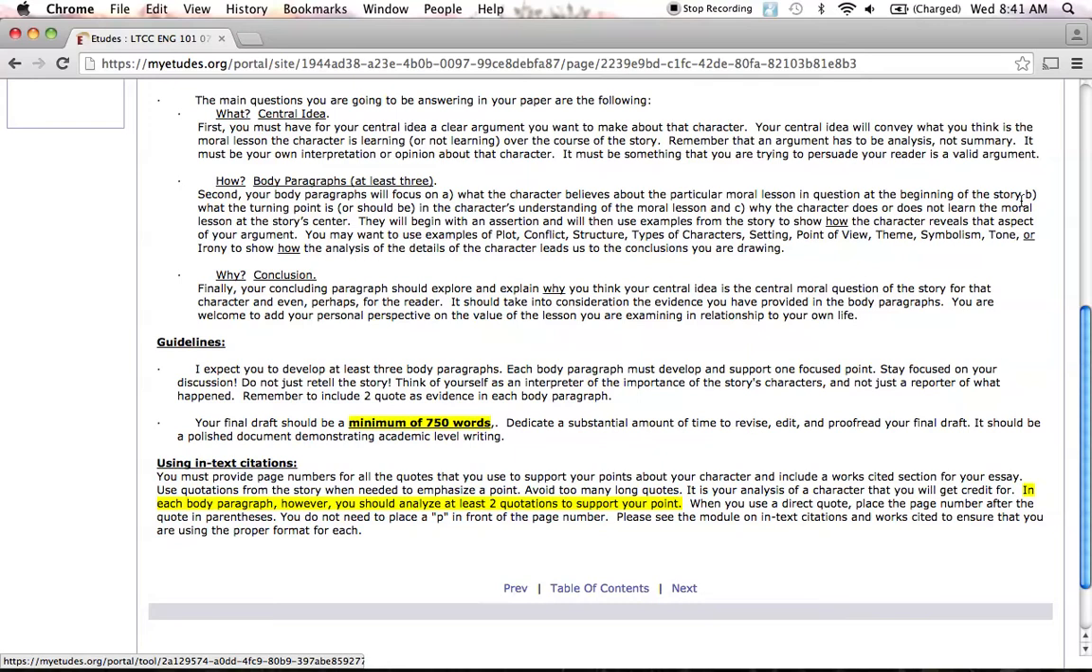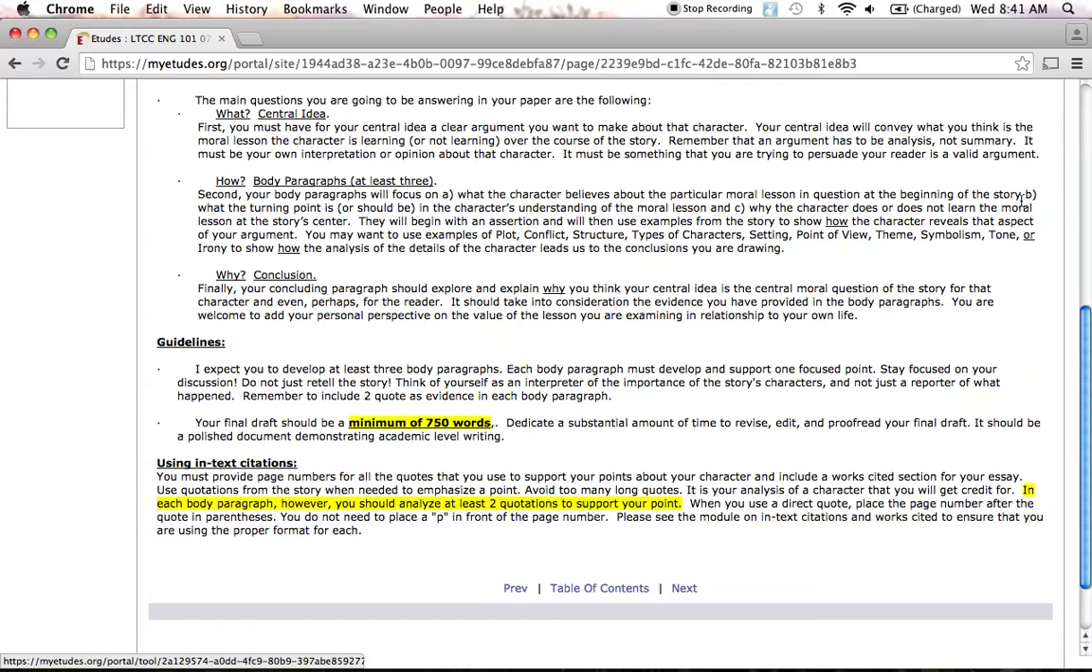Okay, B, which is paragraph 2. You're going to be focusing on what the turning point is or should be in the character's understanding of the moral lesson. So body paragraph number 2 is going to be about proving when the opportunity was for your character to learn the lesson.